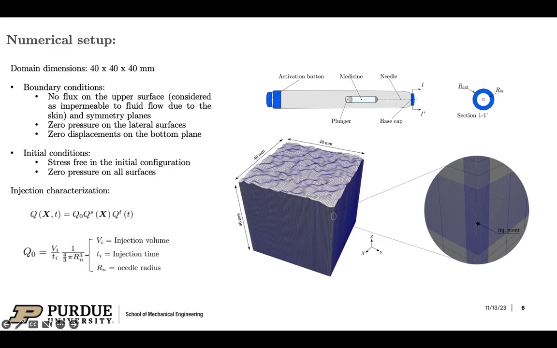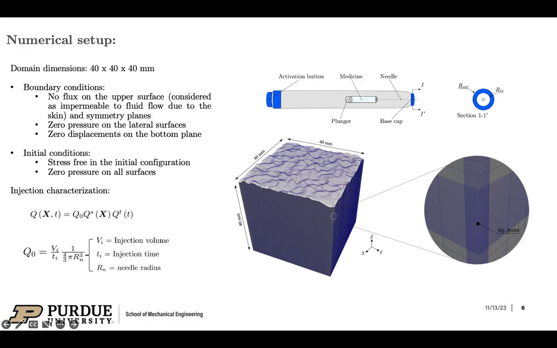The regular numerical setup of our simulations is as follows. Our computational domain is a cuboid of size 40 by 40 by 40 millimeters. Regarding boundary conditions, we make the top surface impermeable. We impose zero displacements on the bottom plane to mimic the higher stiffness of the underlying muscle layer. And for the outer lateral surfaces, we use drain boundary conditions. And we consider that the domain is stress-free in the initial configuration.